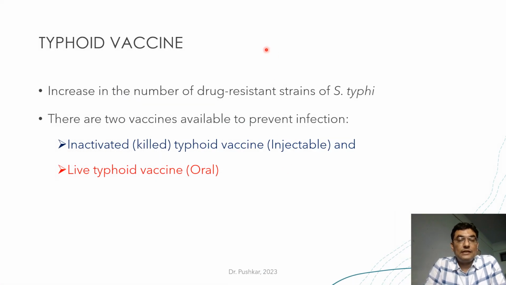As there is an increase in the number of drug resistant strains of Salmonella typhi, the treatment is very challenging nowadays. So there are two vaccines available which we may use to prevent the infection. First is the inactivated or killed typhoid vaccine, which is injectable, and an easier one is the oral one, a live typhoid vaccine. Both of them have similar efficacies, but the oral vaccine causes fewer side effects, so it is a better alternative than the injectable one.